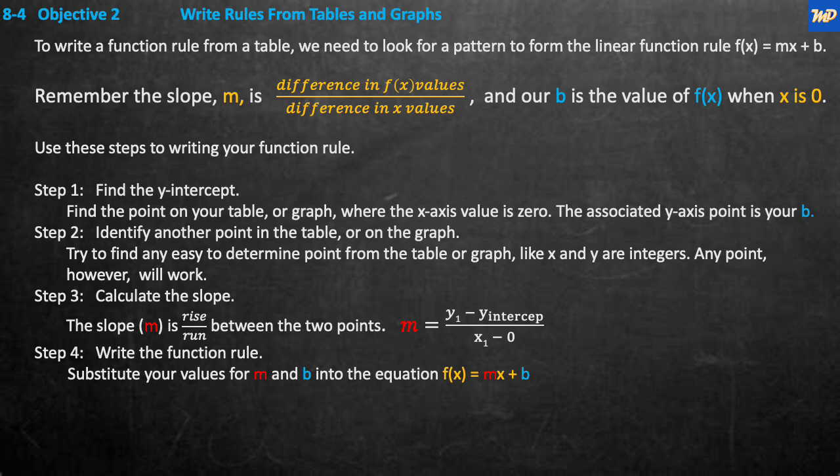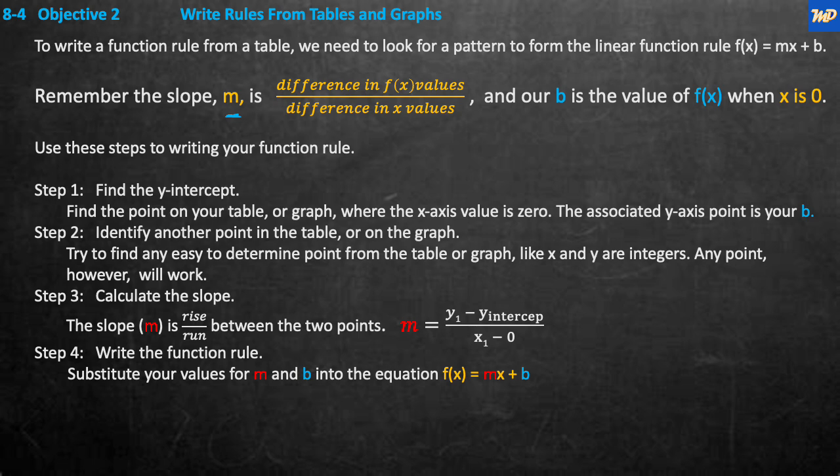Okay, for objective 2, write rules from tables and graphs. To write a function rule from a table, we need to look for a pattern to form the linear function rule f of x equals mx plus b. So remember the slope m. It's a little different than the last way we learned it, but it means the same thing.